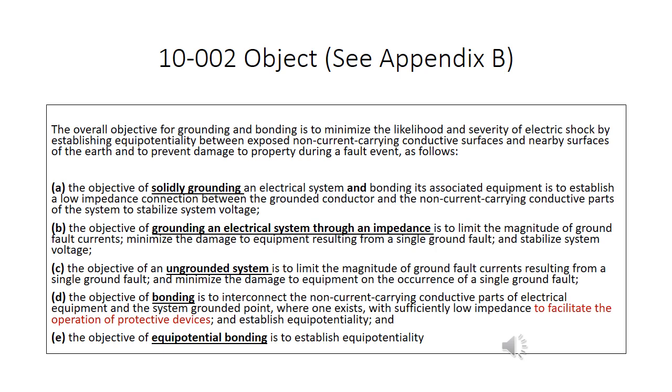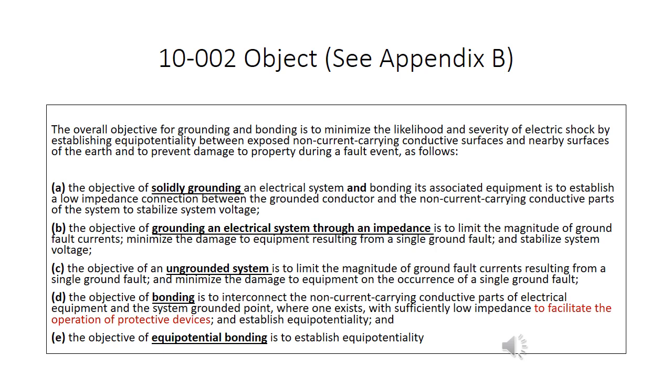Subrule B. The objective of grounding an electrical system through an impedance is to limit the magnitude of ground fault currents, minimize the damage to equipment resulting from a single ground fault, and stabilize system voltage. Subrule C. The objective of an ungrounded system is to limit the magnitude of ground fault currents resulting from a single ground fault and minimize the damage to equipment on the occurrence of a single ground fault.